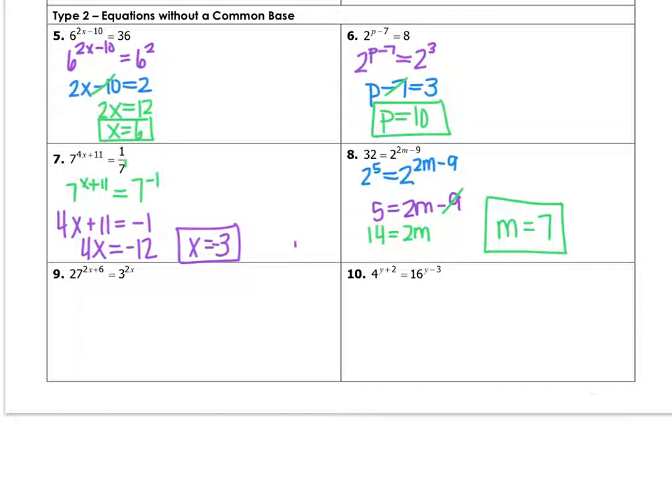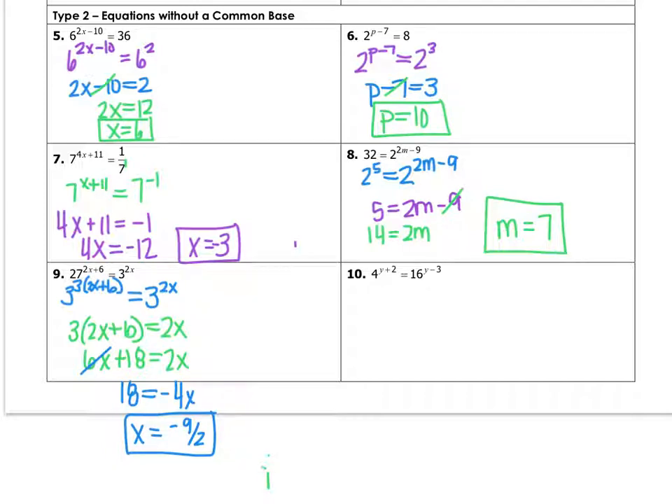So I'm going to rewrite this. I rewrote the 27 as 3 to the third, and then I put the 2x plus 6 in parentheses because that's what it was already being raised to. So it's really going to be that 2x plus 6, 3 times. So now, what equation can I write and solve? Go ahead and pause the video and finish this problem out.